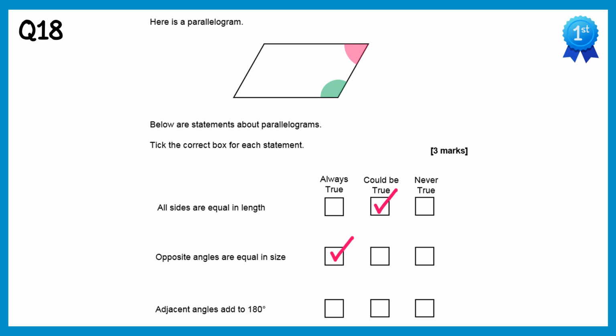Finally, adjacent angles. Adjacent angles are next to each other, so do they add up to 180 degrees? Well, since these two lines here are parallel, the red and the green angle are what we call co-interior or allied angles, which means they add up to 180. In a similar way, because these two lines are parallel, these two angles are also co-interior or allied angles, which means they add up to 180. So this is also always true.